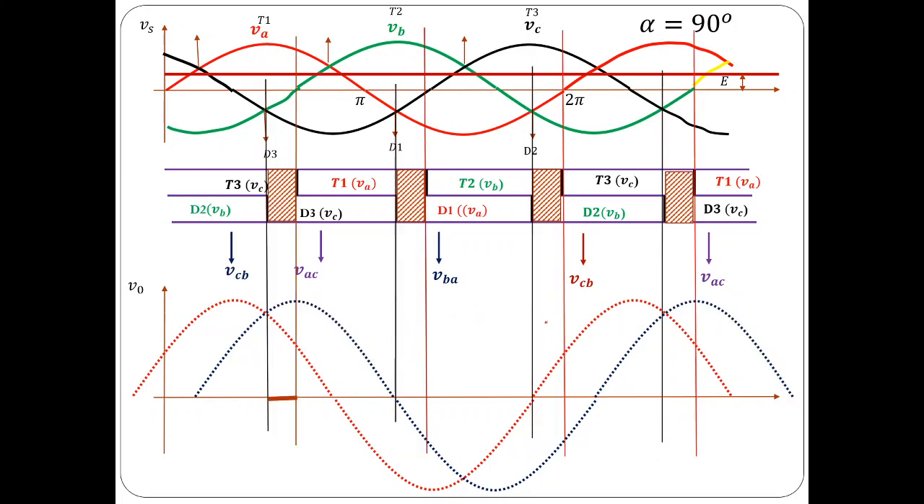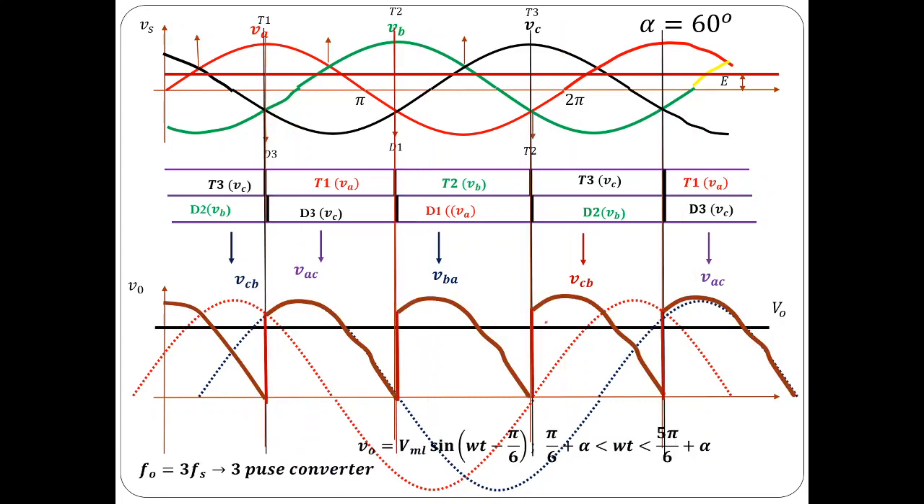Now what happens for alpha equal to 90 degrees? Let me take alpha greater than 60 degrees. You can see at alpha equal to 60 degrees, the output voltage just becomes 0. At omega t equal to pi by 6 plus alpha, you can see that the output voltage is touching this 0.